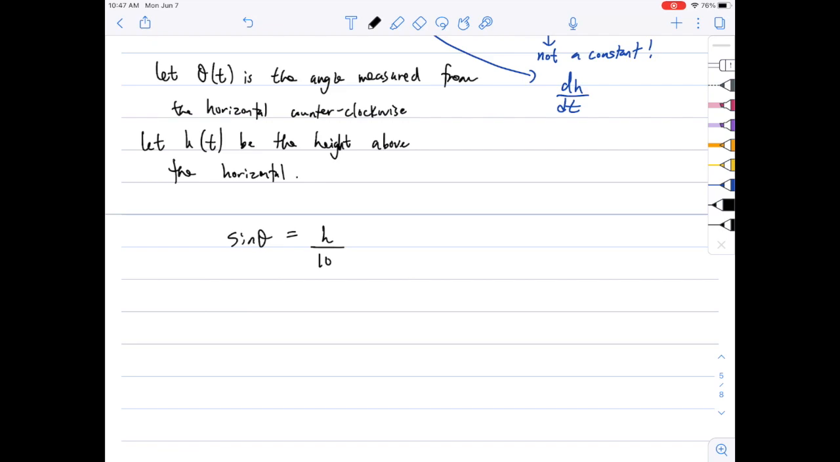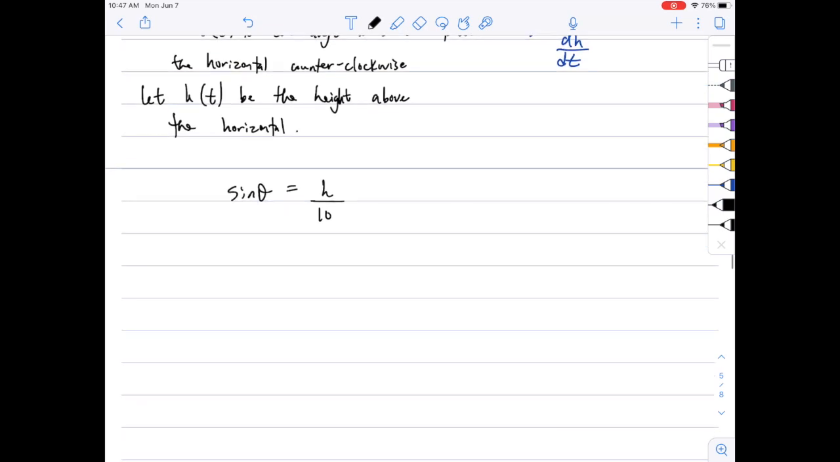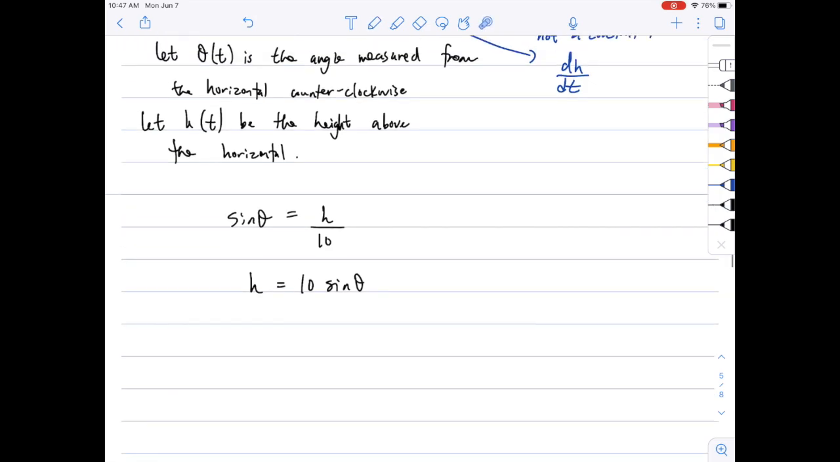Okay, the next thing we're going to do, it might be nice just to multiply through by 10, okay? And if we multiply through by 10 and rearrange, we get h equals 10 sine theta. The reason I do this is because we're interested in this rate, the rate at which the height is changing. So it's nice to kind of isolate for h here, although you don't have to. The next thing we're going to do is take the derivative with respect to time. You'll see this is very common for related rate problems. You always want to be implicitly differentiating with respect to time.